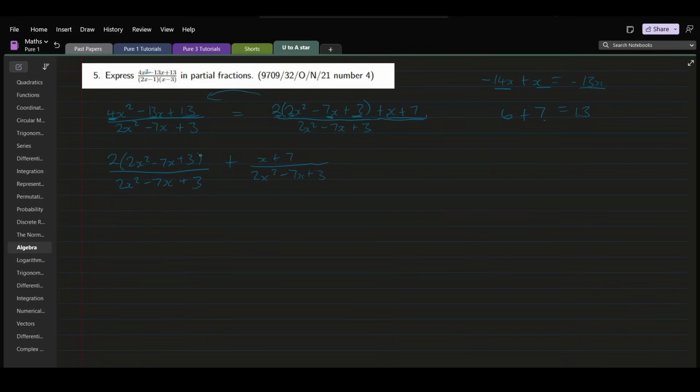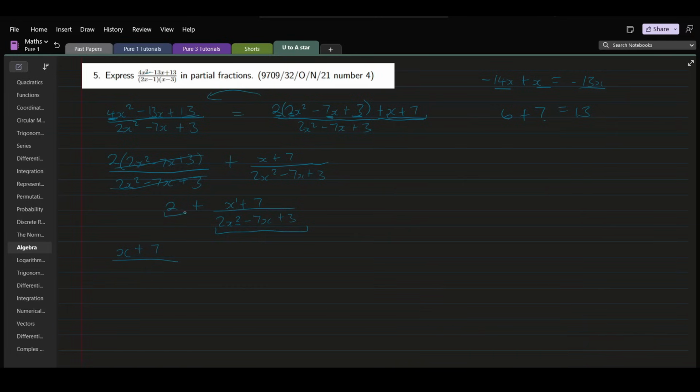And now you notice that this will cancel out, and we have the constant 2 over there. So this becomes 2 plus (x + 7) over (2x² - 7x + 3). And now you notice that on this term, the highest power in the denominator is higher than the highest power in the numerator. So that means our fraction is now a proper fraction, and we can now decompose into partial fractions as usual. And to do that, we're going to write this as x + 7.